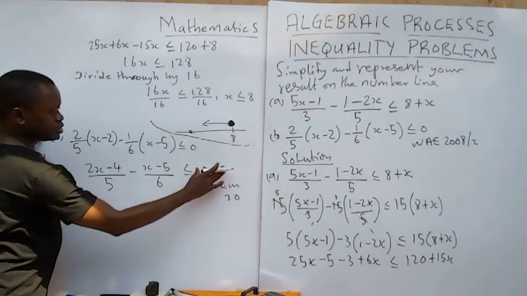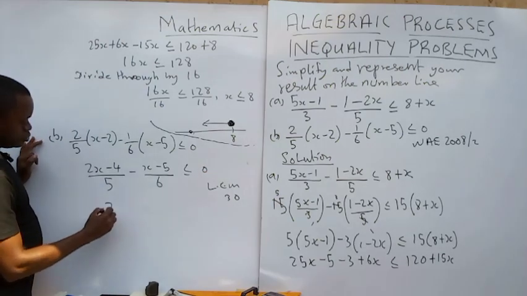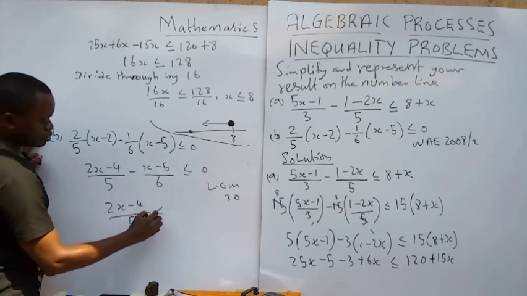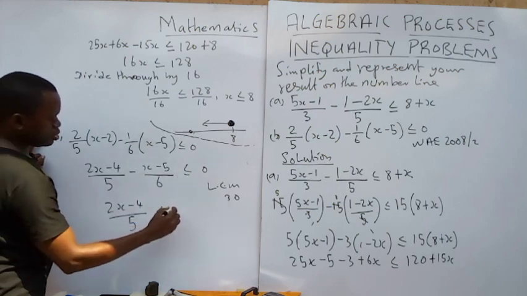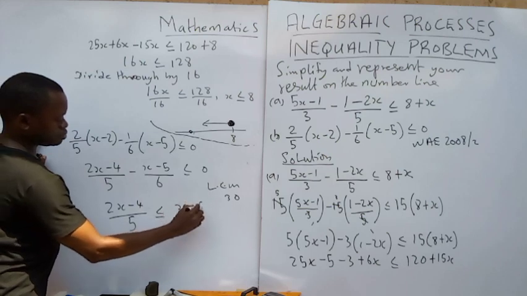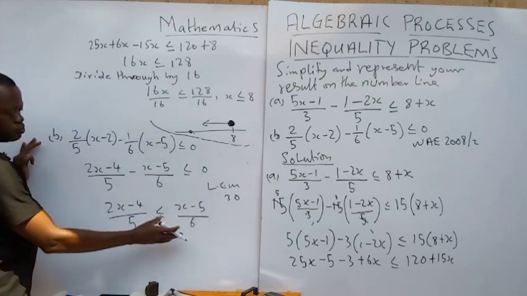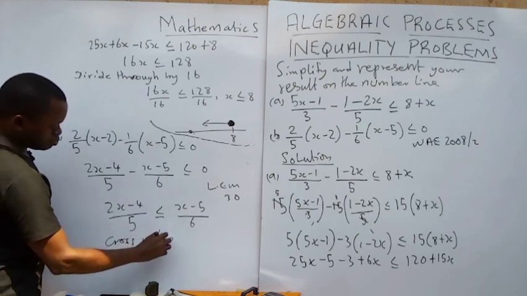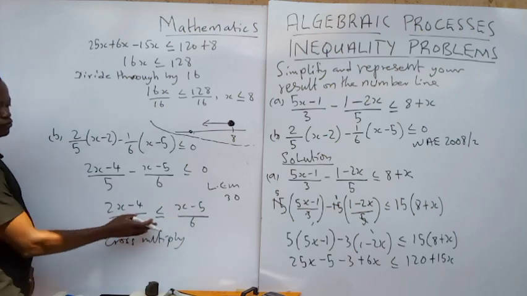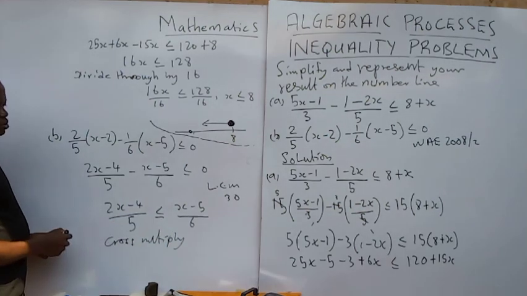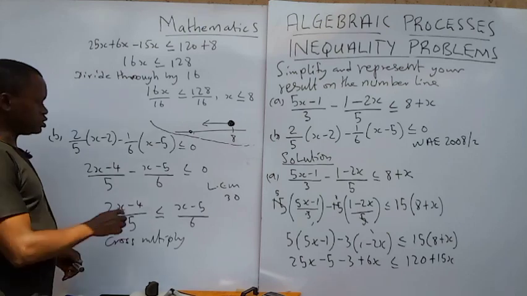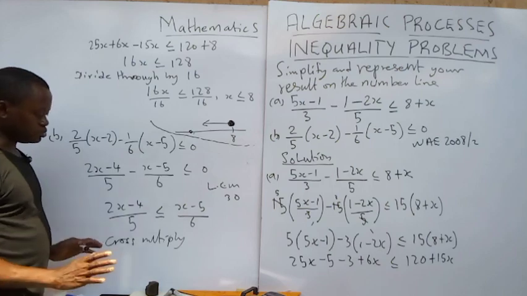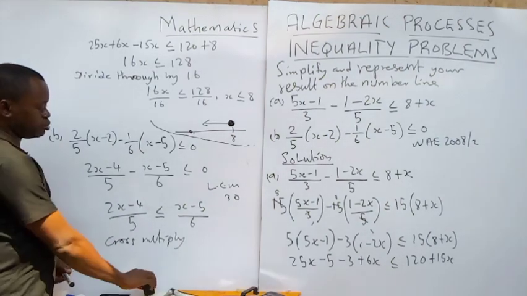So I will carry this and bring it over here. So you are going to have 2x minus 4 over 5 less than or equal to, this will come over here and become x minus 5 all over 6. So with this now, I can cross multiply. So this approach will be my method of removing the fractions. So it will still give us the same result. You see that as this, which is minus here, came over here, it became positive. So I'm sure that explanation will not pose any problem. Okay.